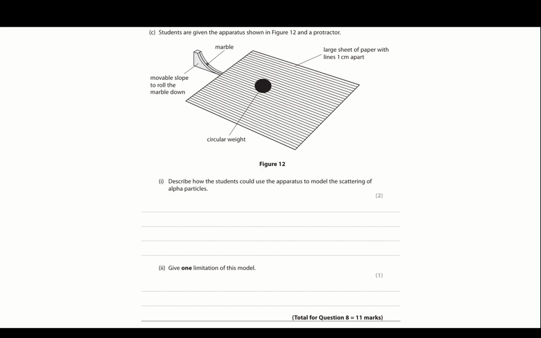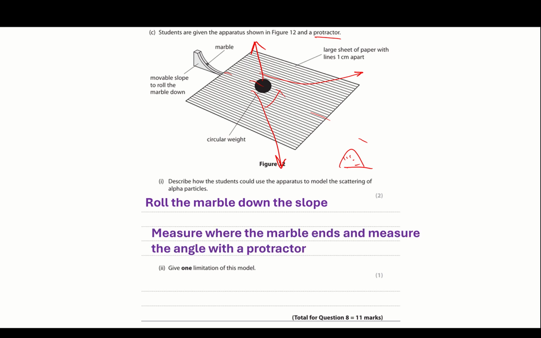Next part, we've got an apparatus and a protractor, and it says describe how the students could use the apparatus to model the scattering. So you can see we've got a marble. We're going to roll it down, and then clearly once it's done its thing, we're going to measure the angle from this normal. So we're going to need a protractor. Some will go one way, some will go over there. We'll get the basic idea of what's going on. So roll the marble down the slope for a mark. Then measure where the marble ends, and measure whatever that angle is with a protractor. There we go.